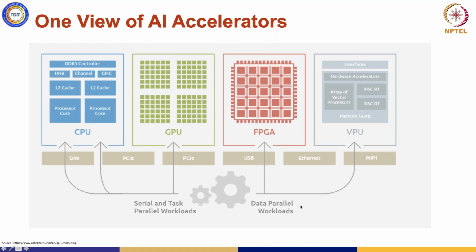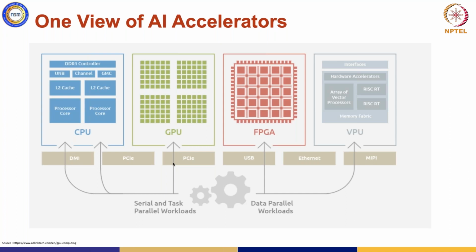When you have a data parallel workload, it is very good for people to run it on an FPGA and a VPU. Whereas serial and task parallel workloads are effectively run through the CPU or a GPU. And this all is in a coprocessor mode. So you have PCI Express through which your CPU and the GPU communicate. I hope it's clear that there are different ways of executing compute intensive workloads by different types of accelerators, right?